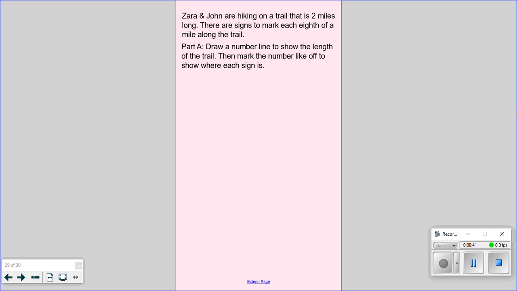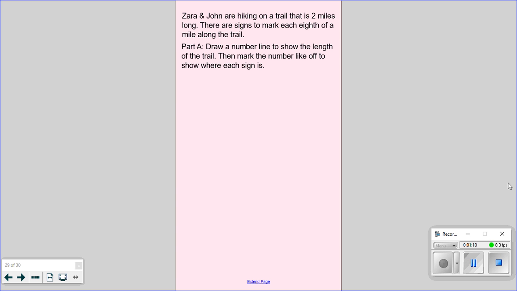All right, so we got a couple different parts going on with this problem. I'm going to read to you what is happening. Zara and John are hiking on a trail that is 2 miles long. There are signs to mark each 1/8 of a mile along the trail. Turn to your neighbor and tell him what's happening in this problem.